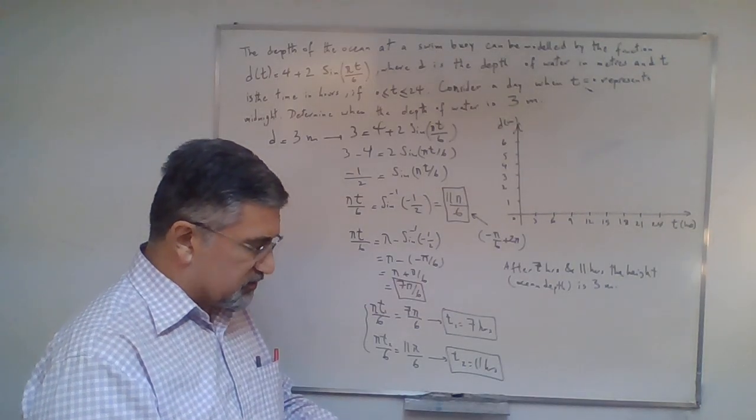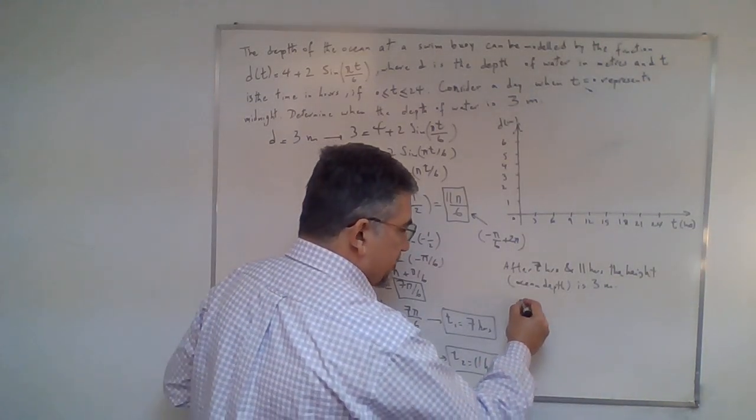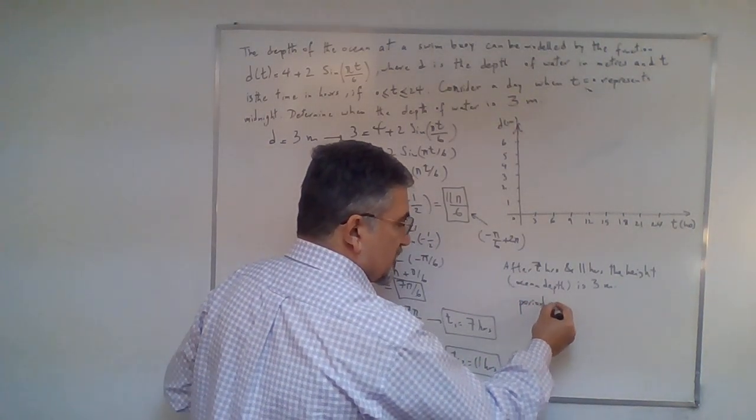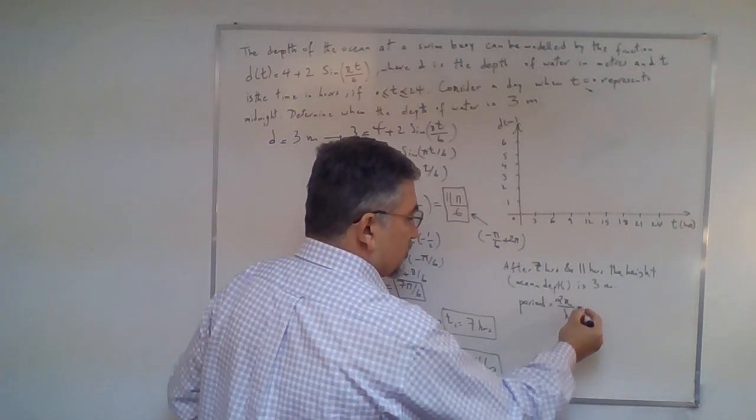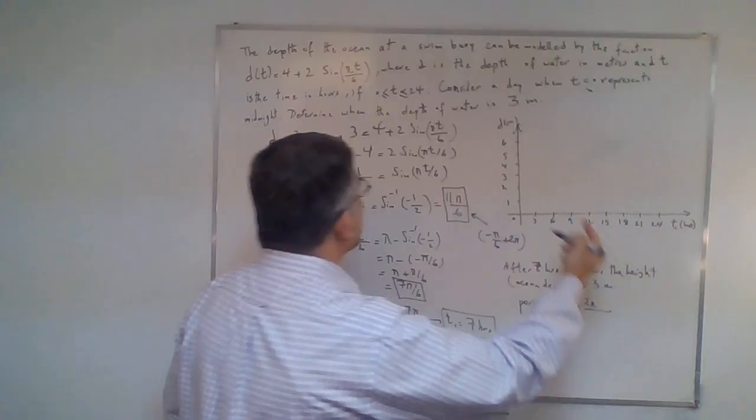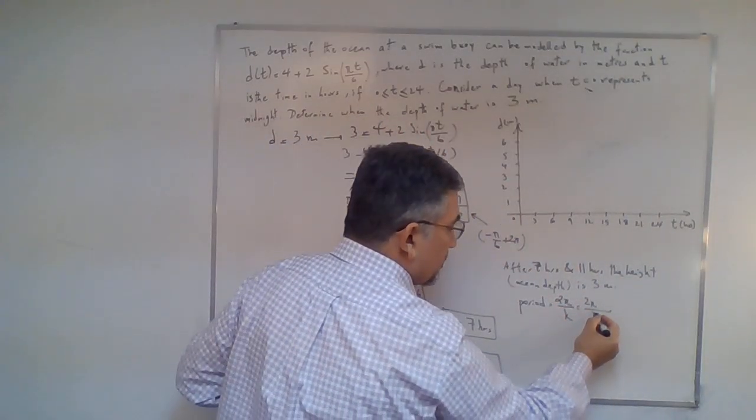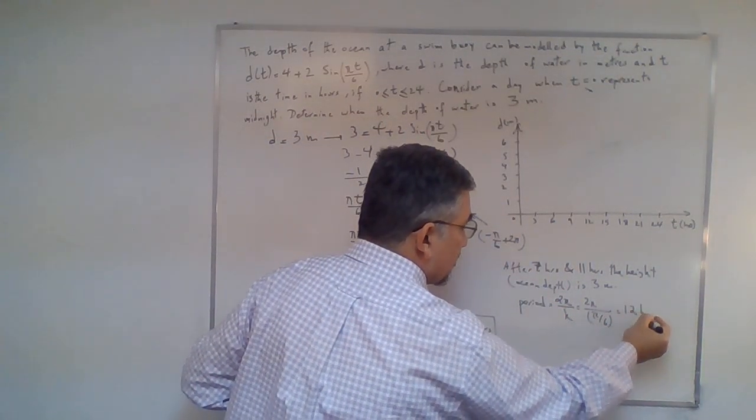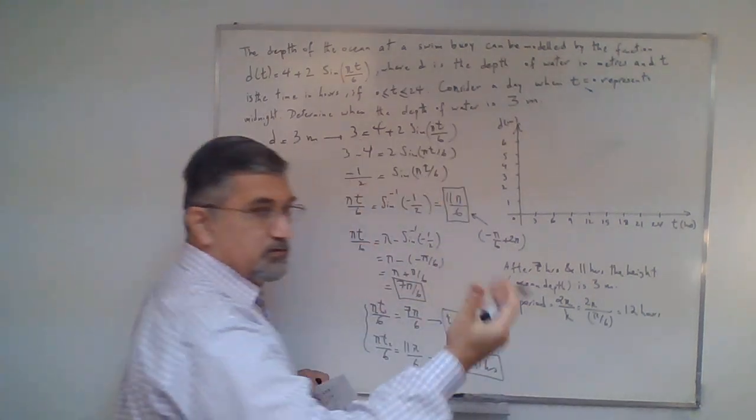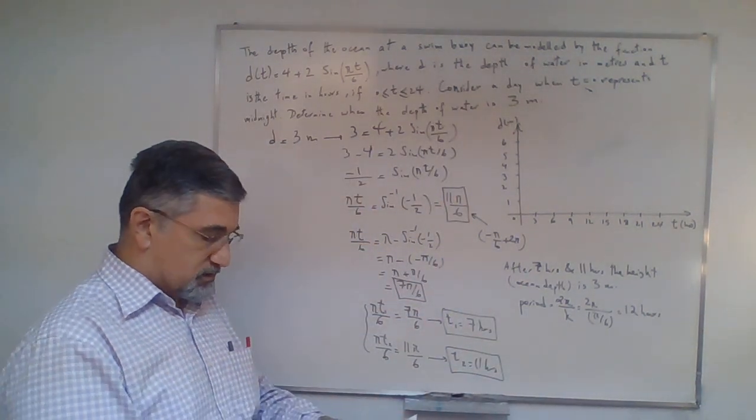And this is not difficult because we can say the period of this sinusoidal function is always 2 pi over k, according to the formulas we have studied in the past. But k is here pi over 6. So that gives you 12 hours. The period is 12 hours.